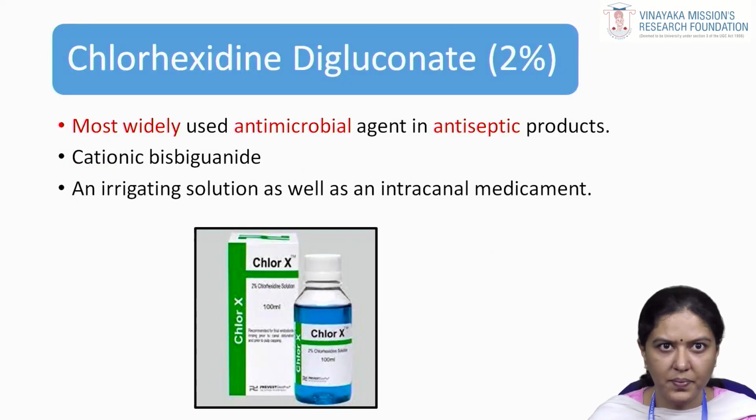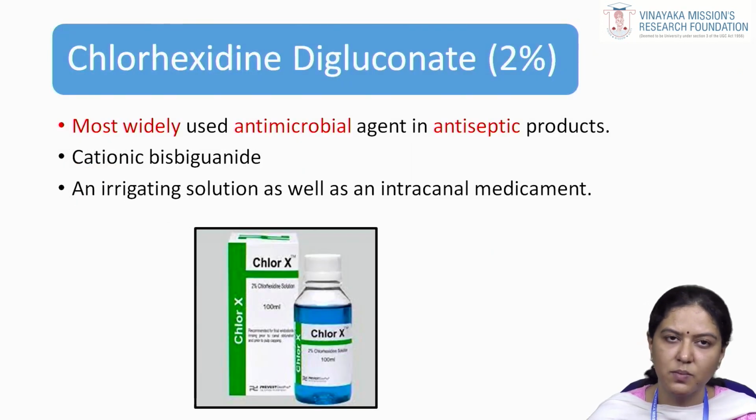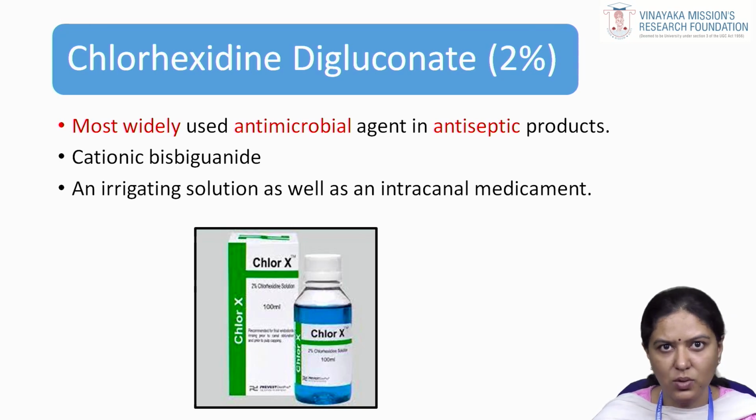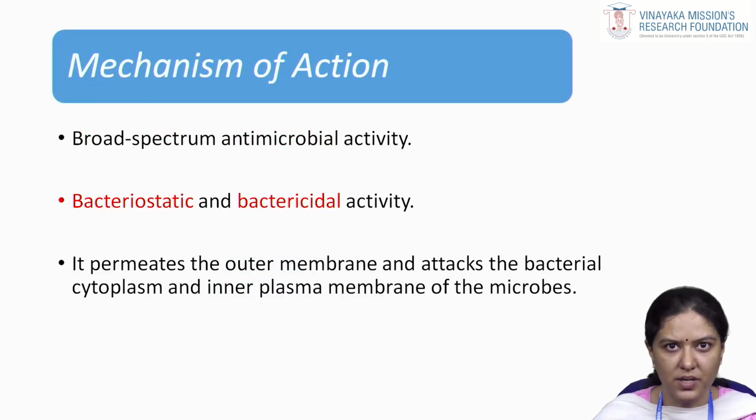Chlorhexidine digluconate. Chlorhexidine is perhaps the most widely used antimicrobial agent in antiseptic products. It is a cationic bisbiguanide, and acts both as an irrigating solution as well as an intracanal medicament. Mechanism of action of chlorhexidine.